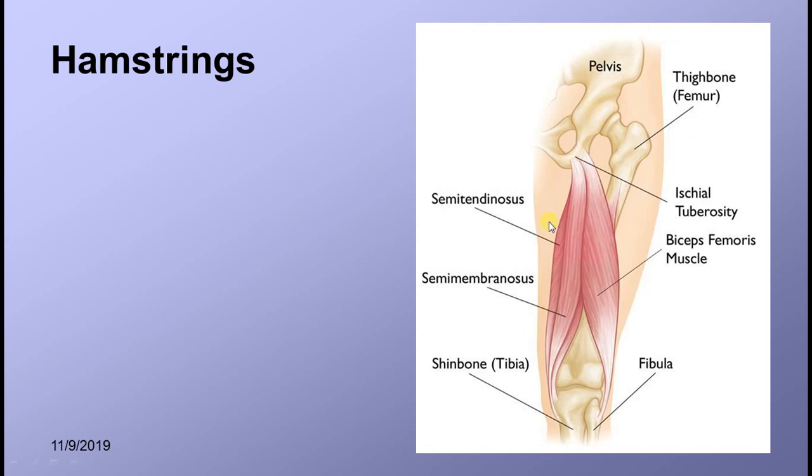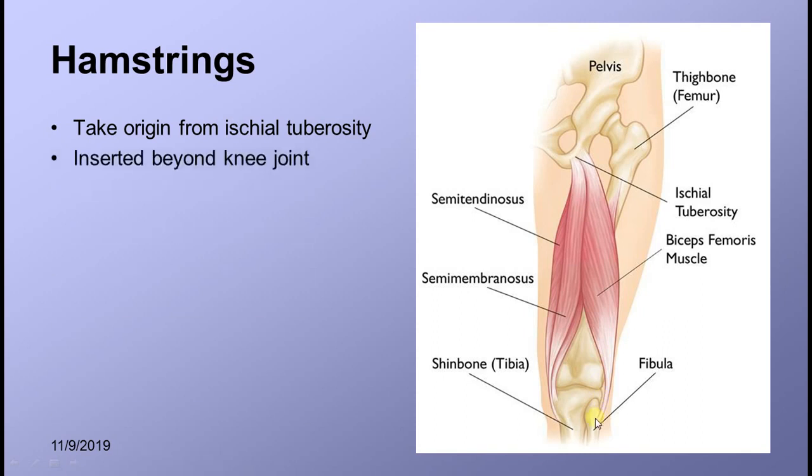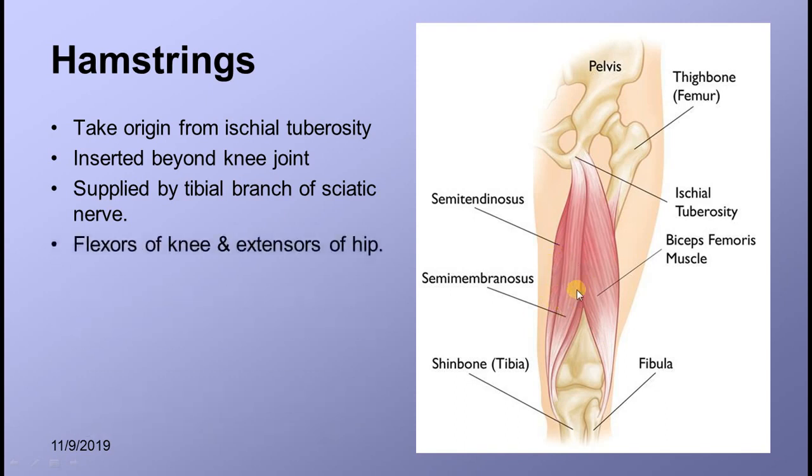Now, for the muscles to be grouped under hamstrings, they should take origin from the ischial tuberosity. So all the hamstring muscles take origin from the ischial tuberosity. Then they should cross the knee joint and get inserted below the knee joint. Then they should be supplied by the tibial branch of the sciatic nerve. The tibial component of the sciatic nerve should innervate these muscles, and they are the principal flexors of the knee and extensors of the hip.